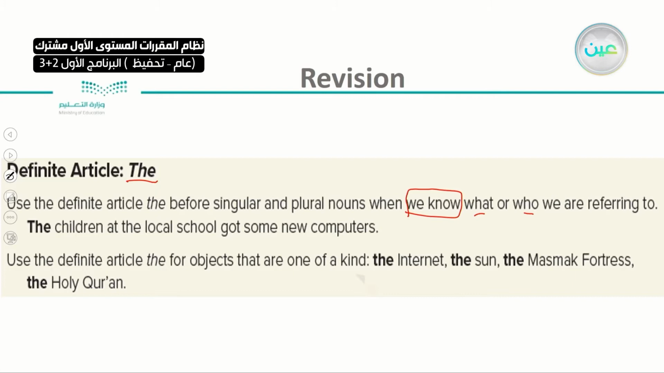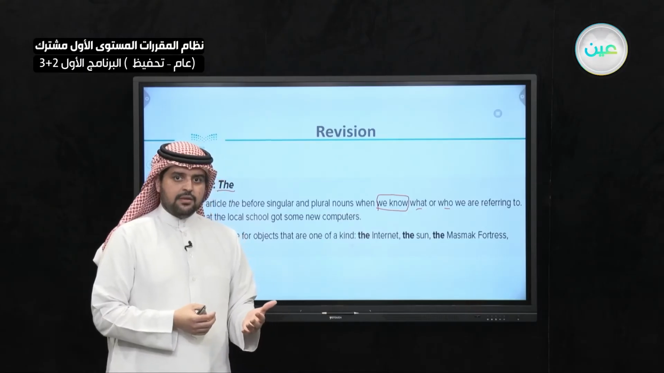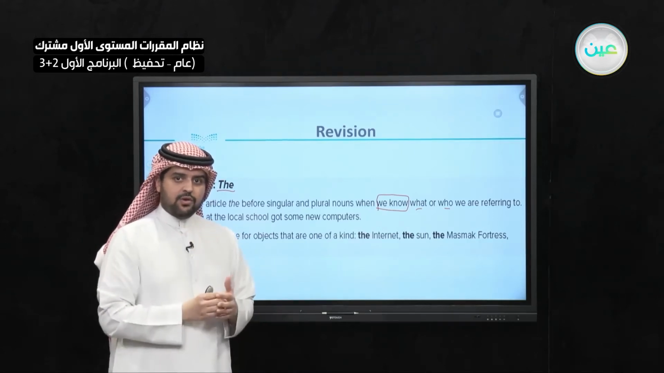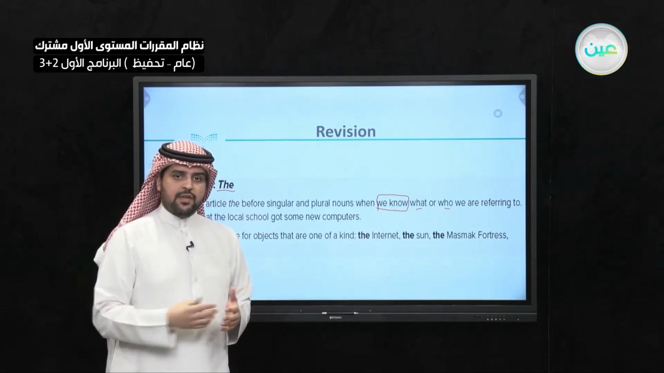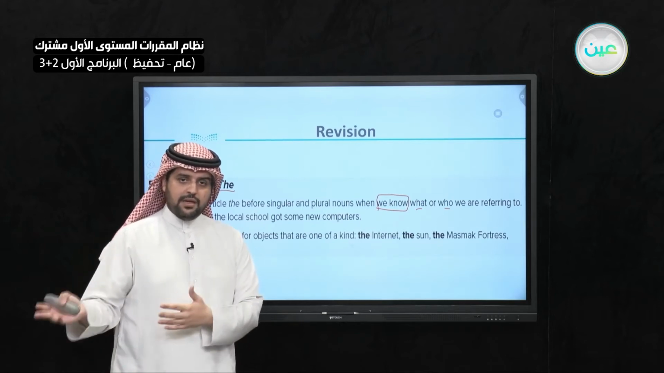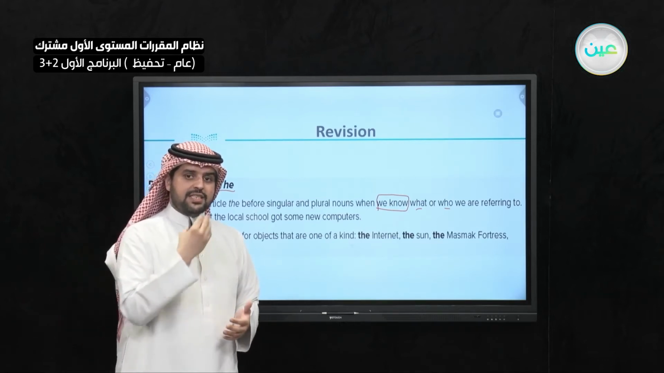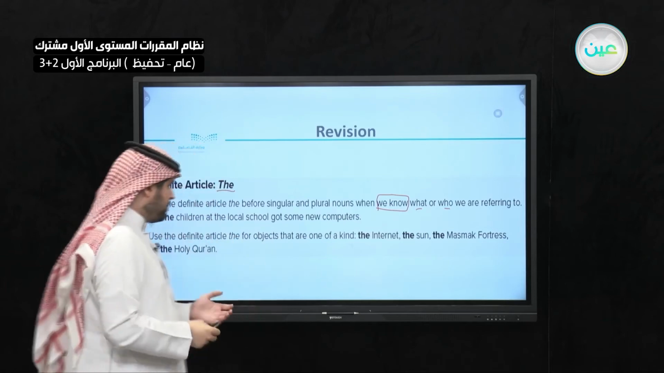When you say "the", we know what or who we are referring to. The example here: the children at the local school got some new computers. Or we can say "the man". When your little brother comes to you and says, "The man is at the door," you know a specific man. You're waiting for someone, maybe your friend, maybe a delivery man, you ordered some food from a restaurant. When he says "the man", it means a specific man.